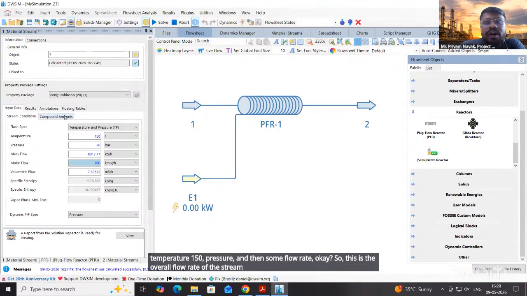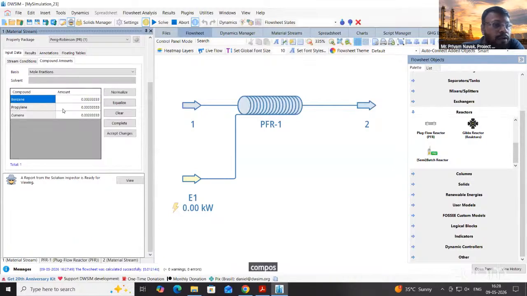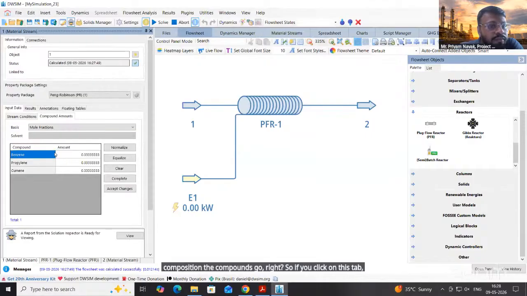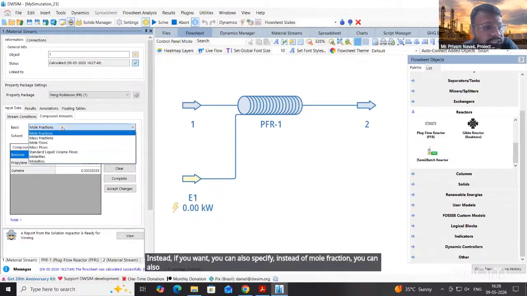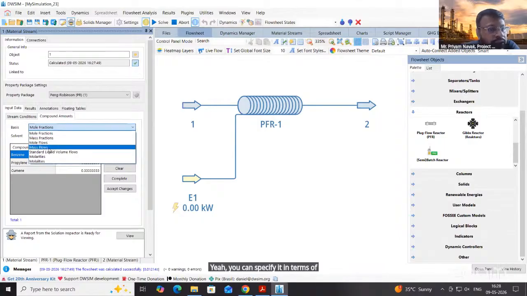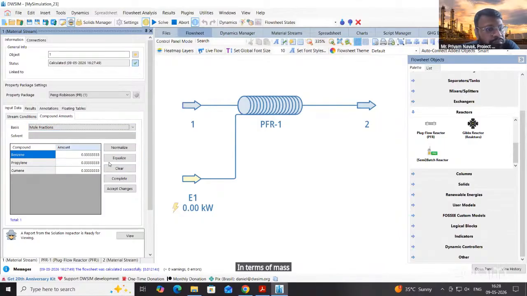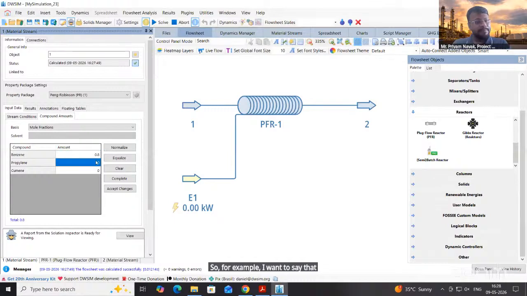You also need to say in what composition the compounds go, right? If you click on this tab, compound amount, you can specify the mole fraction here. Instead of mole fraction, you can also do mass fraction specifications. You can specify it in terms of mole flow, in terms of mass flow, all of this. For example, I want to say that there will be, let's say, 80% benzene and 20% propylene.